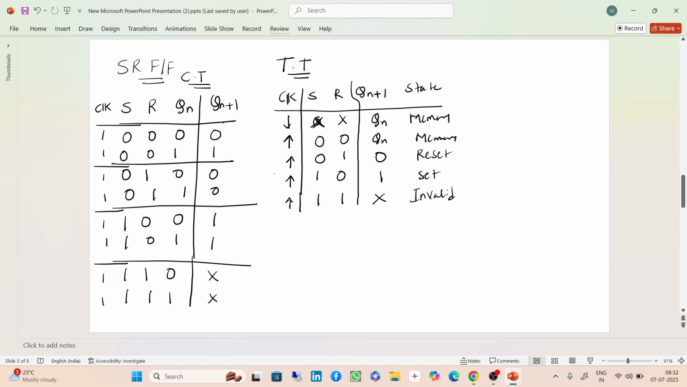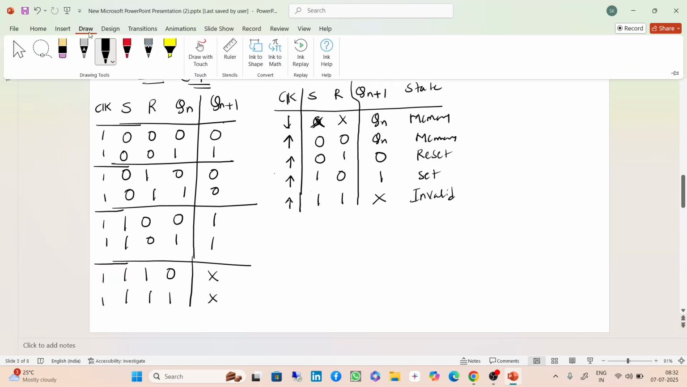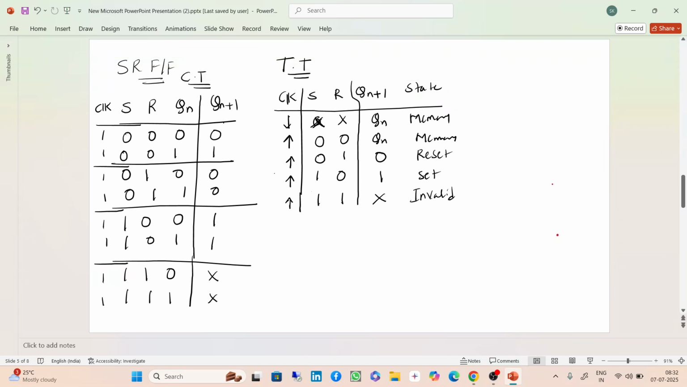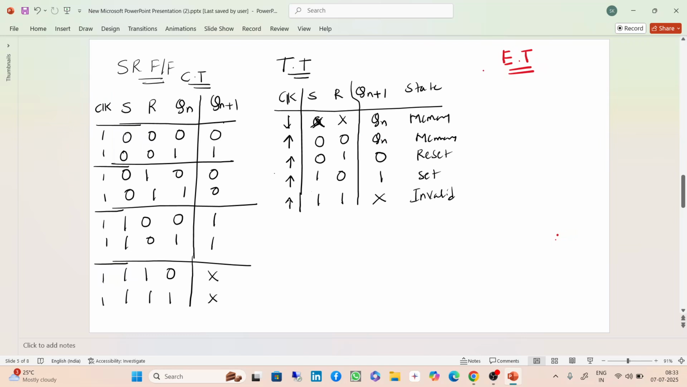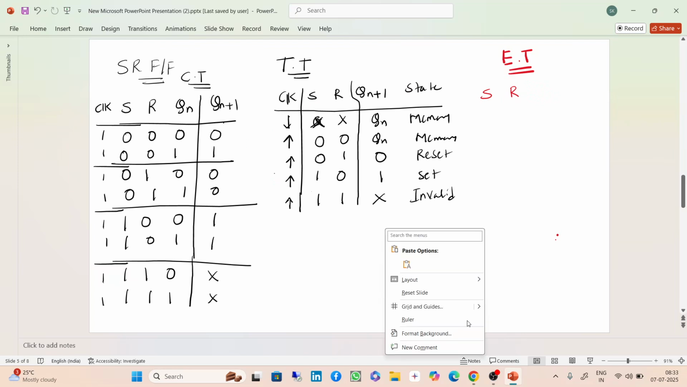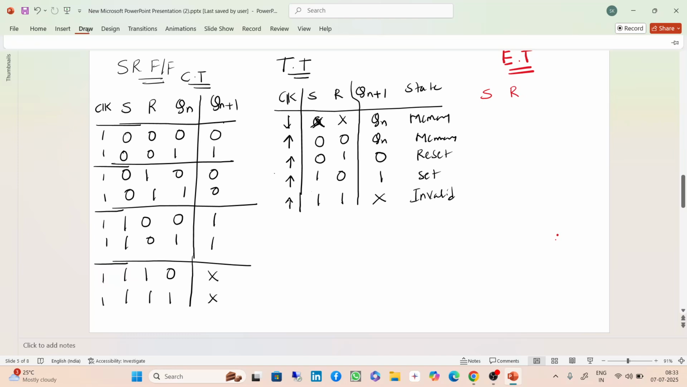Okay, so this is the characteristic table and truth table. Now the excitation table. So how to draw the excitation table? The excitation table is nothing but, by seeing the present state and next state, you need to find out the inputs S and R. That is the excitation table.